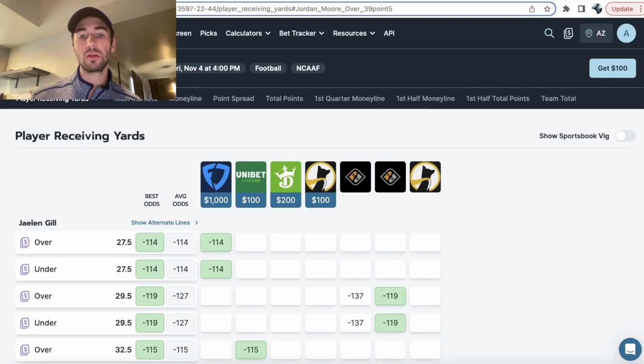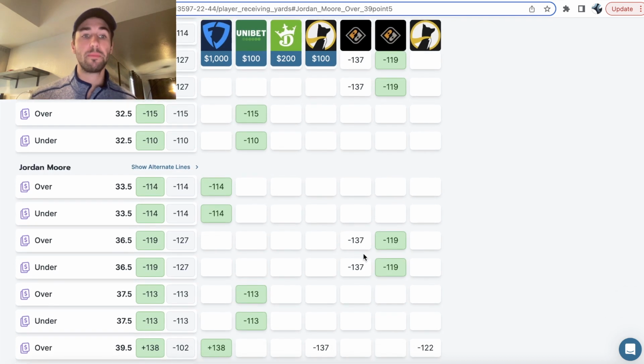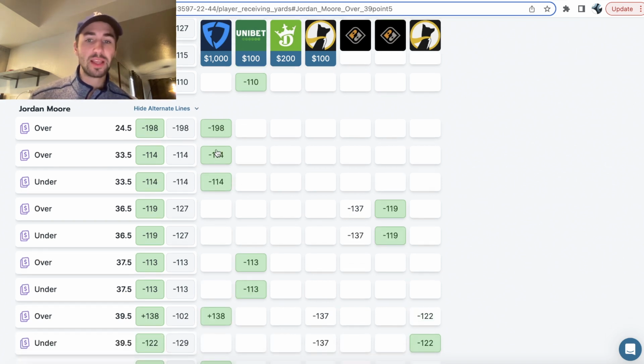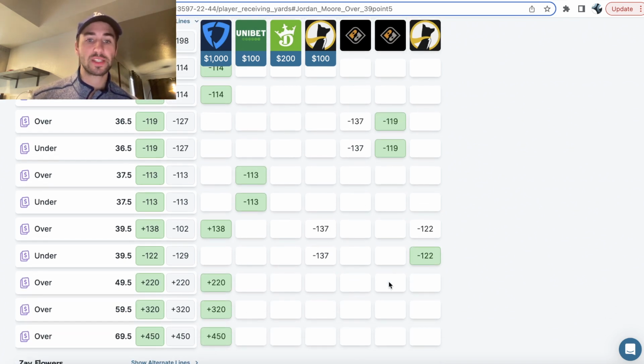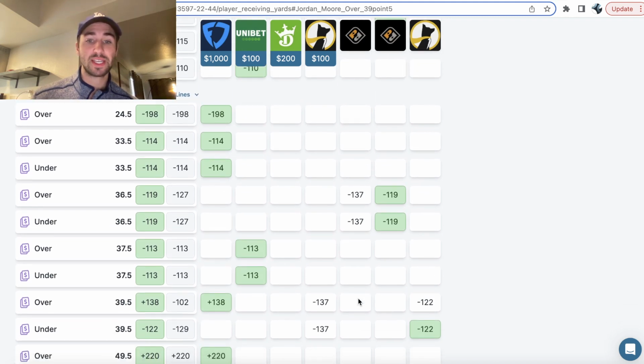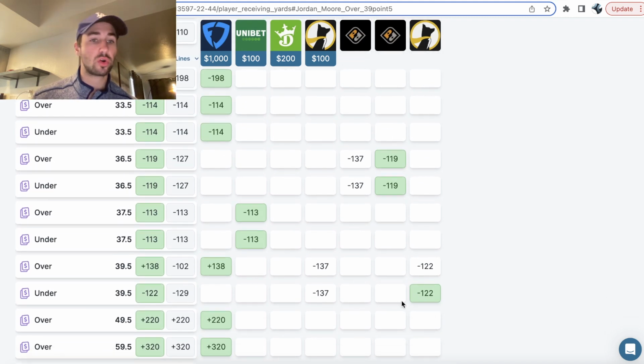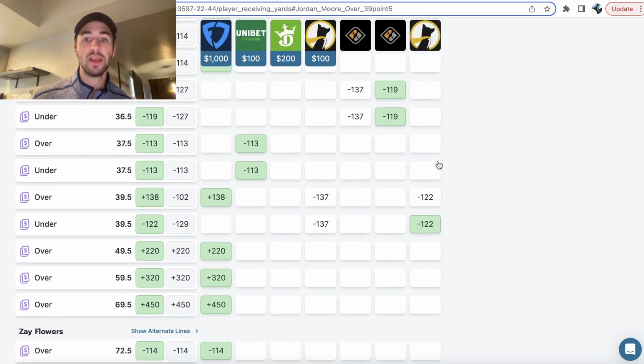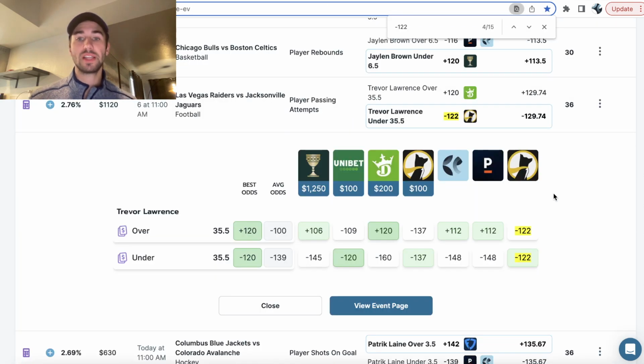Long story short, arbitrage betting indicates to you where there are big line discrepancies, right? Here the line discrepancy is Underdog Fantasy has this guy's receiving yards line at 39.5, FanDuel's at 33.5, Prize Picks 36.5, Unibet 37.5. It's not completely clear which sportsbook is off because there are some big discrepancies here. But long story short, this play on Jordan Moore, under 39.5 receiving yards, seems pretty good if you're looking for a college football bet for tonight. Regardless, not the play I went with.